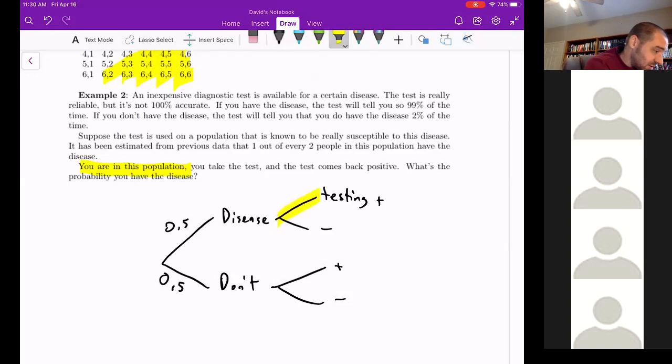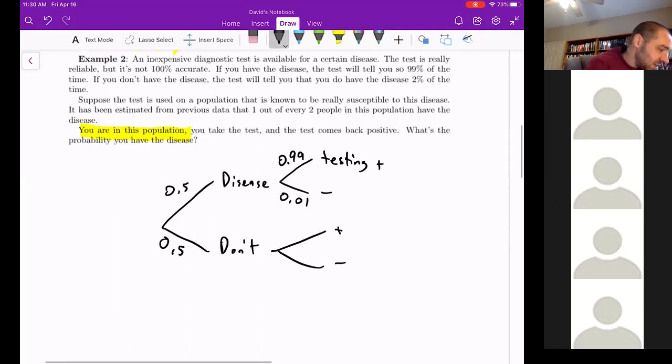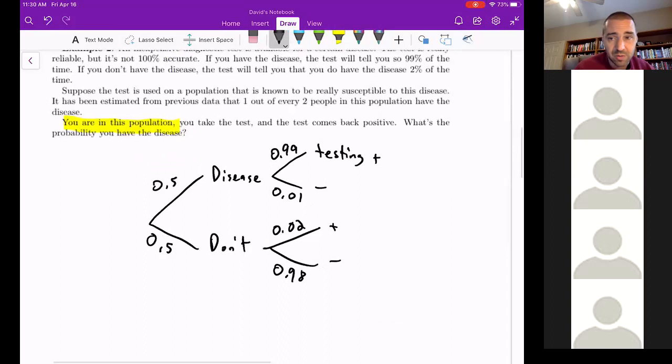What's the probability there? 99%, right? Because there's a 1% chance that it'll tell you don't have it. Is that right? I'm looking back over this. Yeah, if you have the disease, it'll come back positive with 99% probability. Okay, and then what's this branch here? 0.02. So this is 0.98. Okay, so before we answer the question, I want to use our new notation.